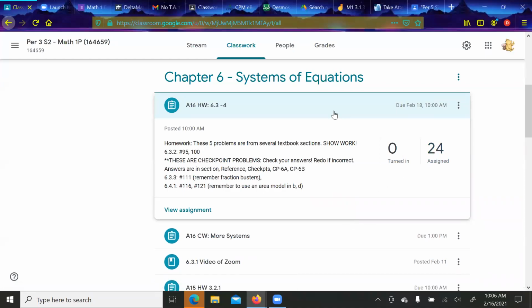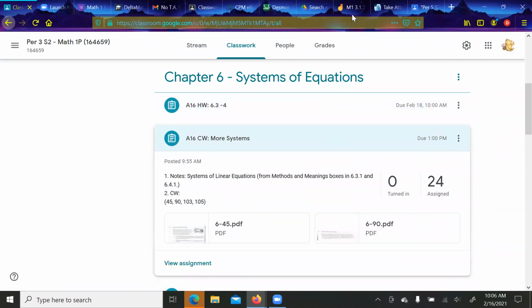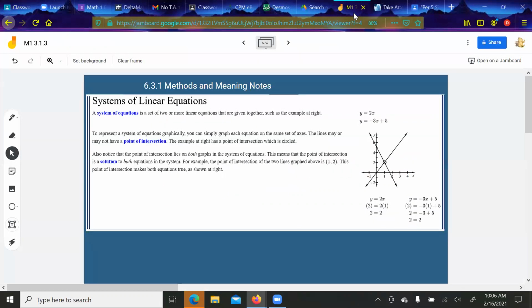Okay, so let's get started on this classwork. I've got a Jamboard here that I've set up. And the first thing we're going to do is take notes. So let's go ahead, and you're going to write this down.